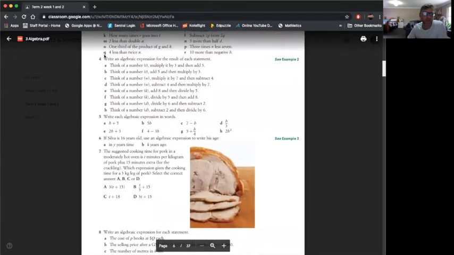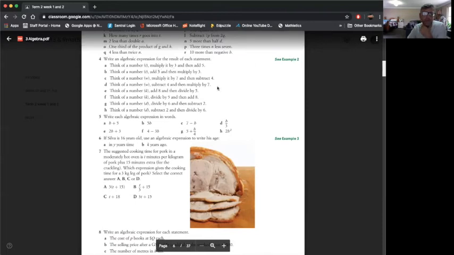All right, so write an algebraic expression for the result of each statement. Think of a number. So in this case, instead of a number being X, a number is going to be T. So think of a number, we just simply write T, multiply it by 3. So that would be 3 times T, and then add 5, plus 5.